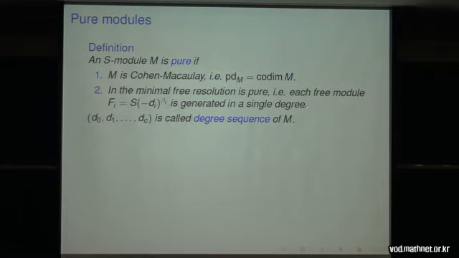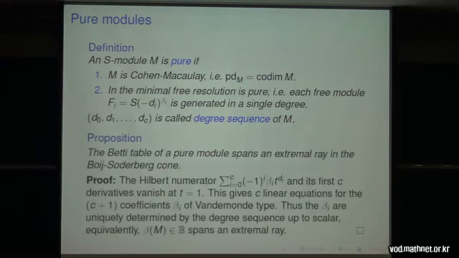So the minimal resolution is pure. In each term I just have one degree occurring, and the degrees which occur are called the degree sequence. And so we have d_0, d_1 up to d_c, and this specifies the degrees which occur. What about the numbers? Well, here's the proposition. The Betti table of a pure module spans an extremal ray of the Boij-Söderberg cone.